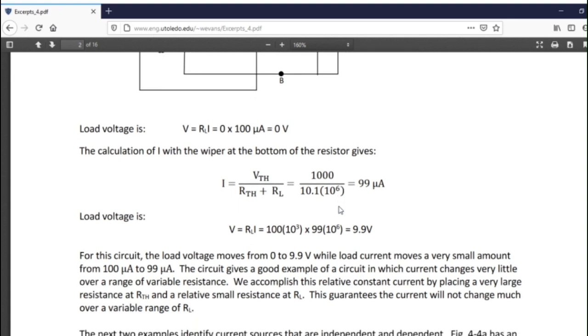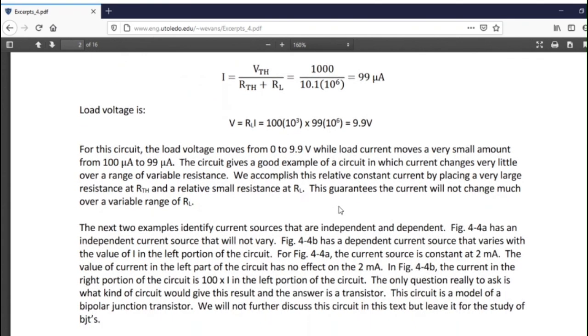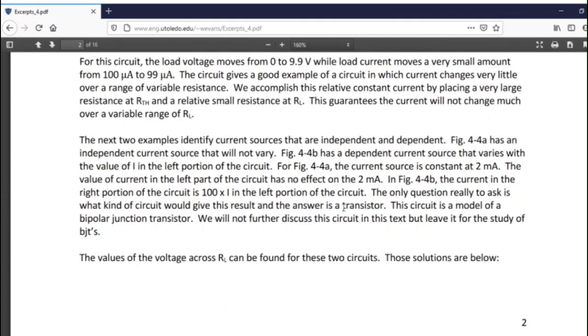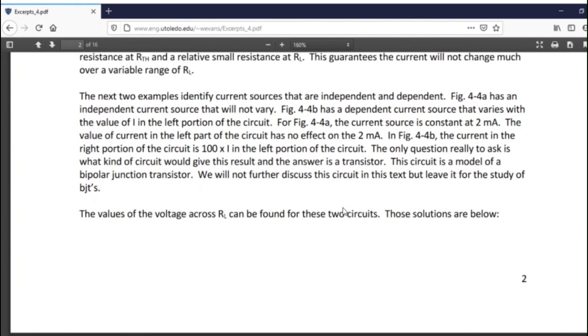Okay, so that gives you an idea of how you can make a constant current source using a voltage supply.